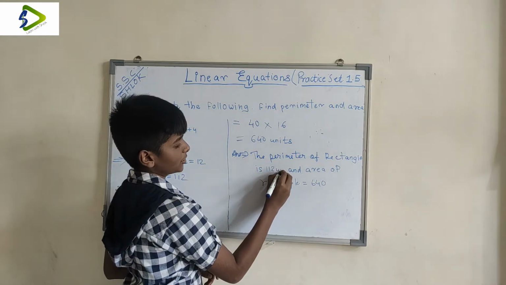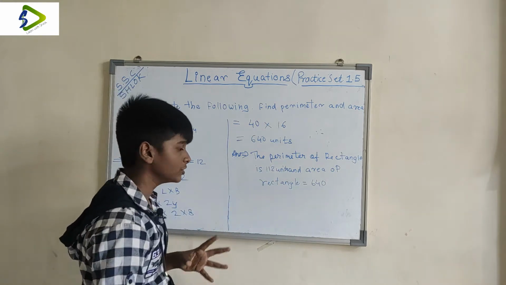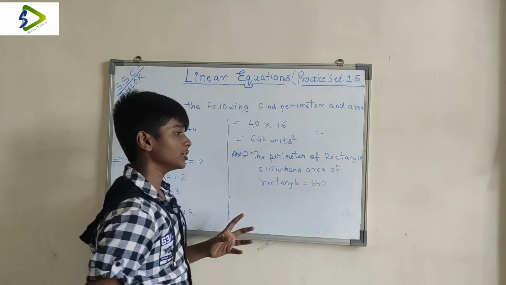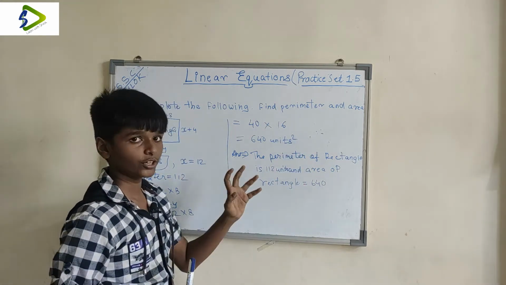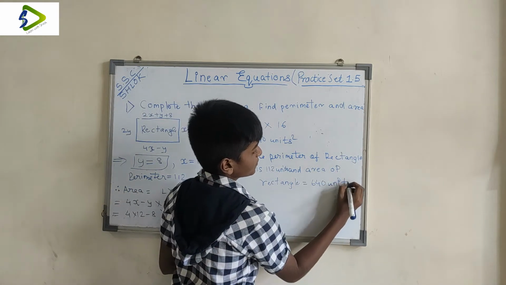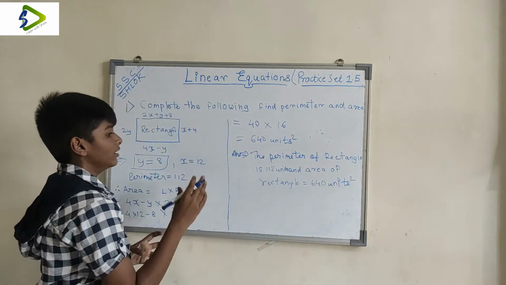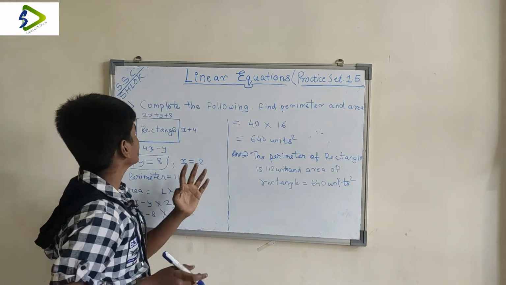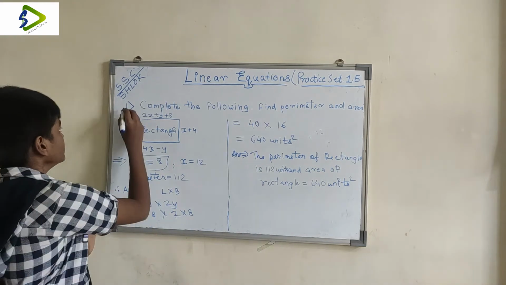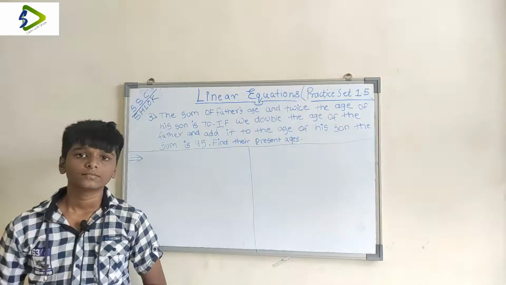also. So 112 units, and here you must not write just units, you must write unit squared, because when you do area you have to write the squared part. So it's 640 units squared. So that is the perimeter and area of this rectangle, and this way we have solved the second question also. So now let's look at the third question.